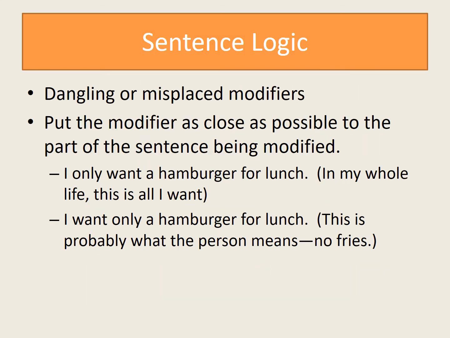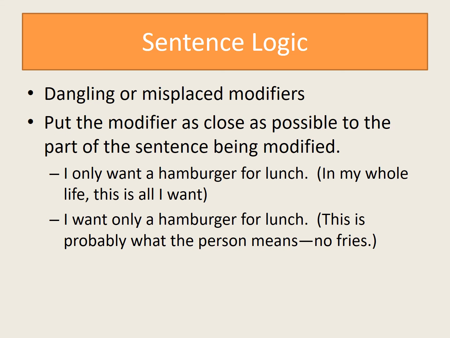The second thing I wanted to talk about was sentence logic, and this has to do mostly with dangling or misplaced modifiers and something called faulty predication. The only way to really teach these is by examples. The principle for misplaced modifiers is that in English we put the descriptive word, the modifier, which might be a word, a phrase, several words, a prepositional phrase, or a relative clause, which is a who or that clause, as close as you can to what's being modified.